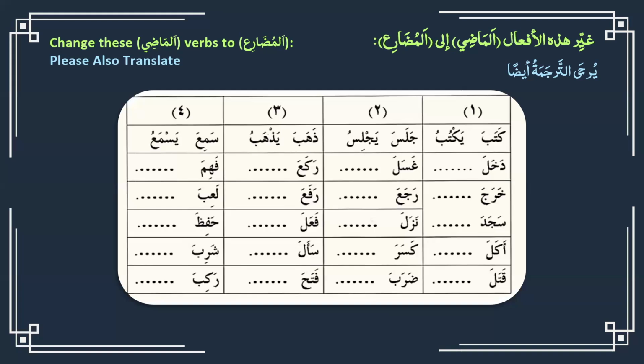Keep going. You have to go fast. Yaksiru. Kasara, yaksiru. Translate. This is also in book 1. He broke. Yaksiru, he breaks, not he broke. Daraba. There is no za in Arabic. I've told you this before.